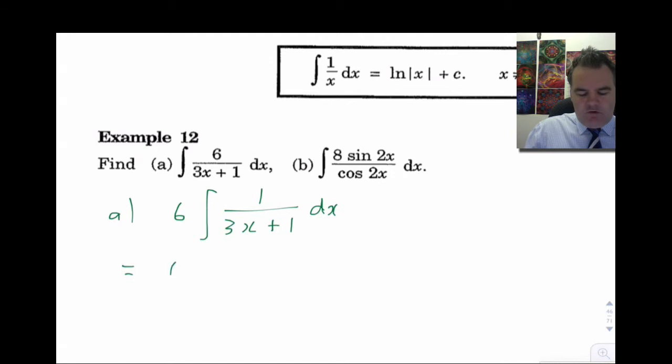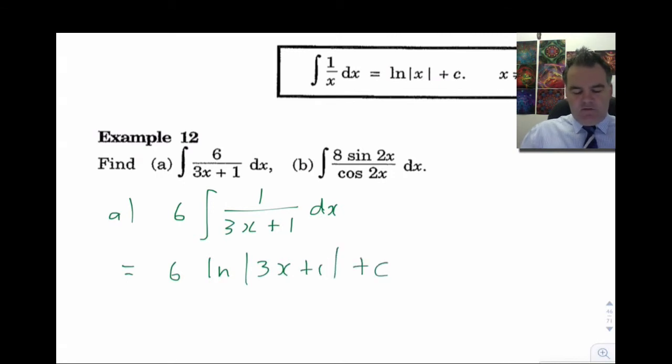And now I'm going to use the reverse chain rule again. So I'm going to do the integration. Now let's think about this. Don't worry about the 6. Let's just not worry about that 6 for a moment. Let's just focus on the 1 over 3x plus 1.